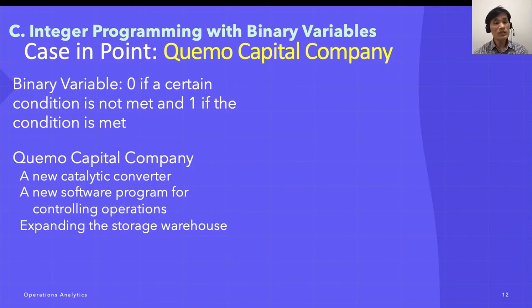Hi. Now, the third case of integer programming is binary variables. In this section, we will demonstrate how 0 or 1 decision variables can be used to model several diverse situations. Typically, a 0, 1 decision variable is assigned a value of 0 if a certain condition is not met, and 1 if the condition is met.